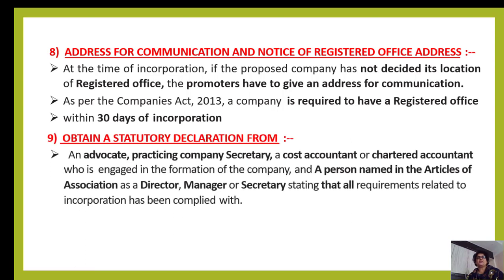The next stage is to obtain a statutory declaration form. The company also checks the declaration of the advocate and practicing company secretary. That means whoever has been appointed as advocate, company secretary, cost accountant, or chartered accountant, and the person named in the articles of association as a director, manager or secretary, declares that all requirements related to the incorporation have been complied with. This statutory declaration form is taken from all those persons.